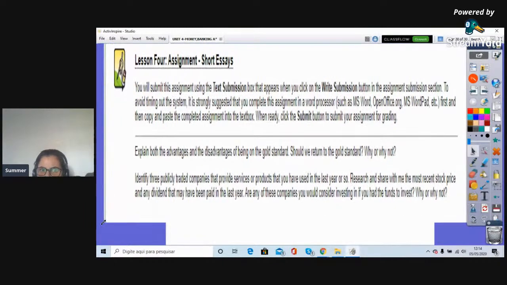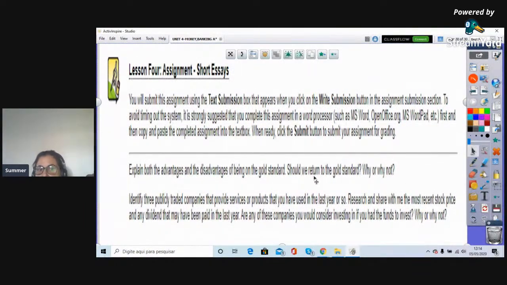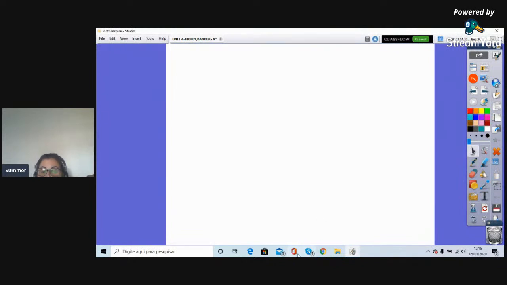First, explain the advantages and disadvantages of being on the gold standard, and if you think we should return to using the gold standard. When we say this, we are talking about the American government. Then you have to identify 3 publicly traded companies that provide services or products that you have used in the last years or so. Research and share the most recent stock price and any dividend that these companies have paid in the last year. Okay? Are any of these companies you would consider investing in? So if you had funds, after you investigate these companies, would you invest your money in any of them? Yes or no? And then you have to explain why. Okay? This is basically it.